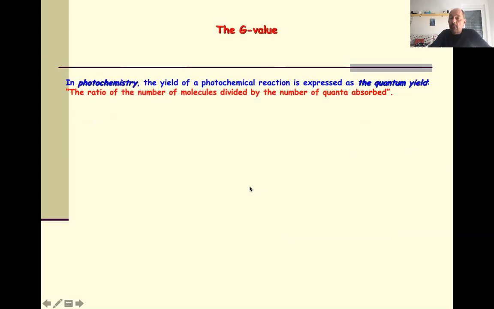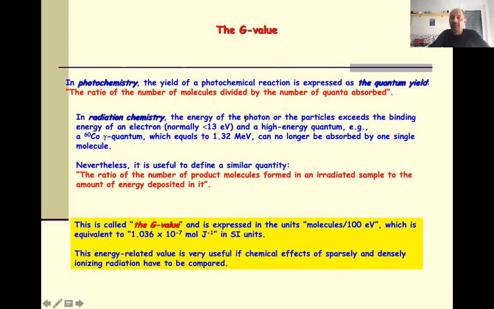But in photochemistry, but also in radiation chemistry, it's very important to study these things within the so-called G value. So the definition in photochemistry, the yield of a photochemical reaction is the ratio of the number of molecules divided by the number of quanta absorbed, really the h-nu, the photons.